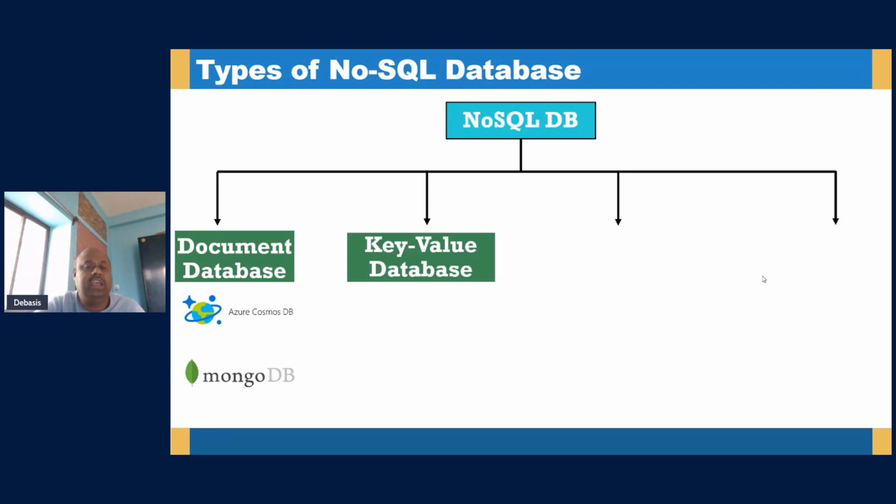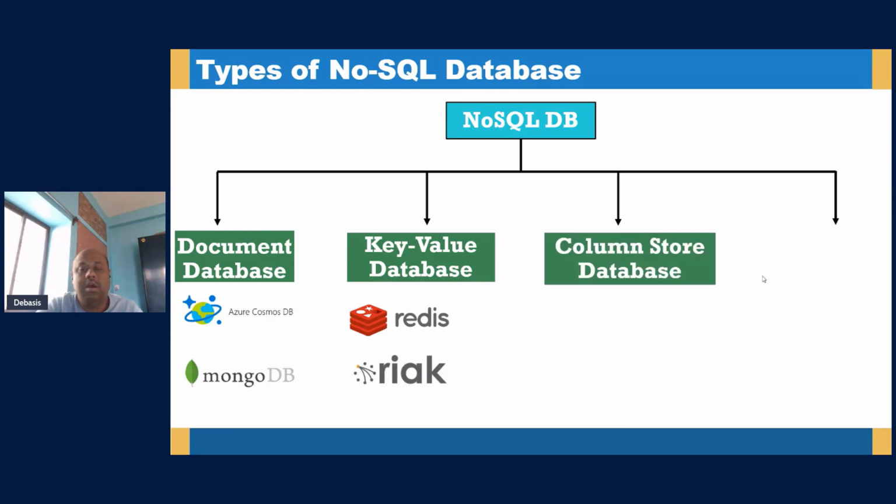The next category is the key value database. In this case, we store data as key value pairs in a database. We need to mention the key and the value against a particular key and store them in the database. Redis is one of the best examples of a key value pair database, and also Riak.